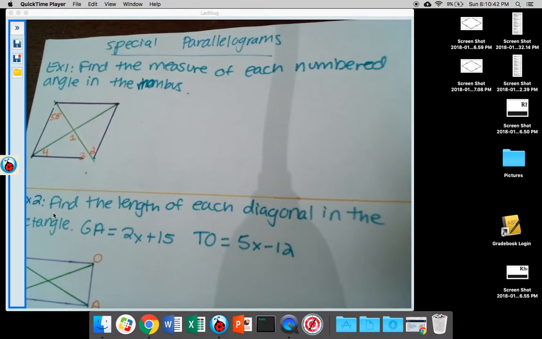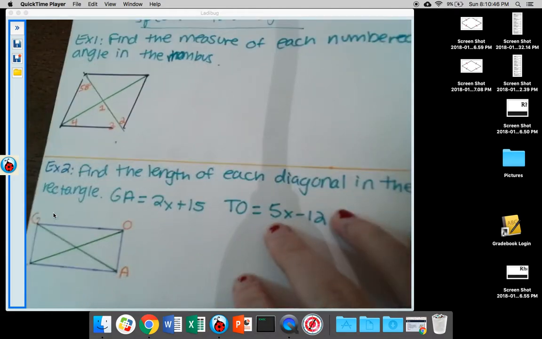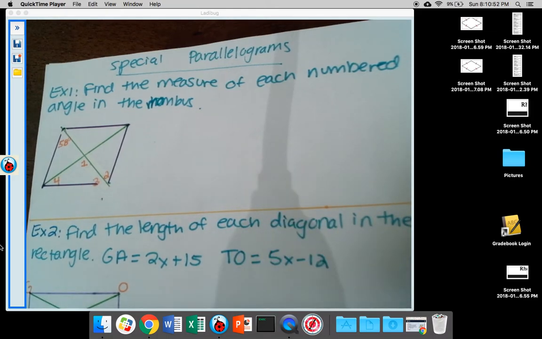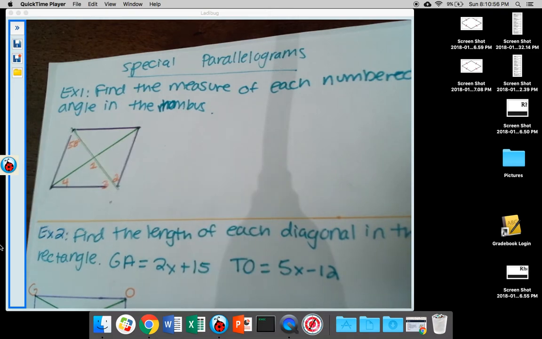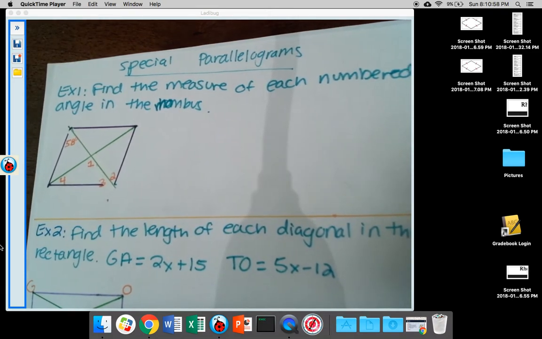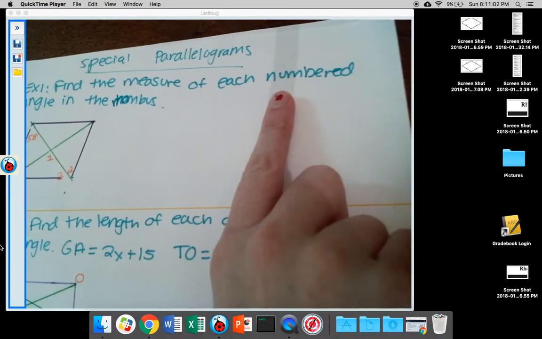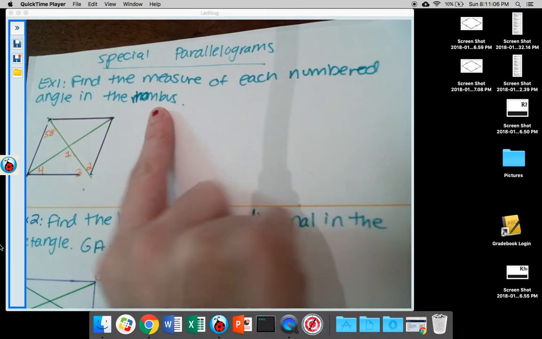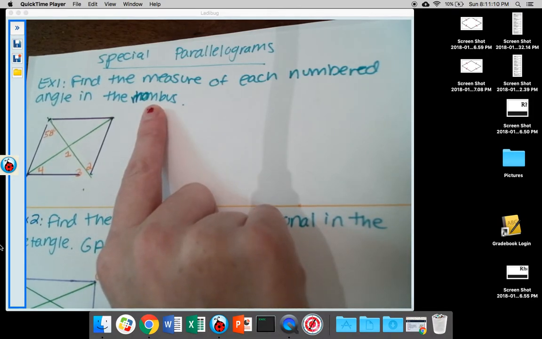Guys, we are now moving on to our special parallelograms, which involve our rhombus, rectangle, and square. These are pretty cool because they are parallelograms, but they also have special characteristics that make them a special type of parallelogram. Okay, so in example 1, it says to find the measure of each numbered angle in the rhombus. Sorry, that says rhombus. I know it looks a little rough, but it says rhombus, so I apologize.